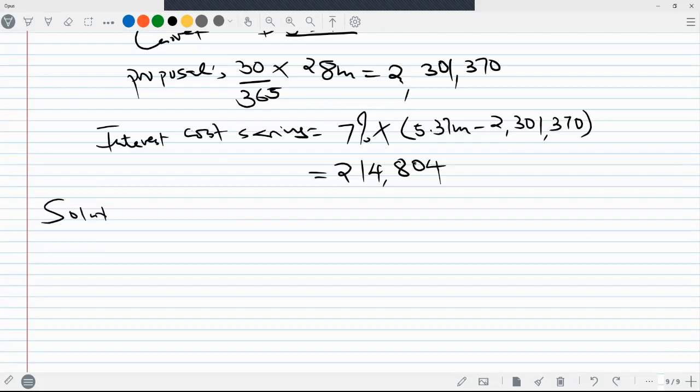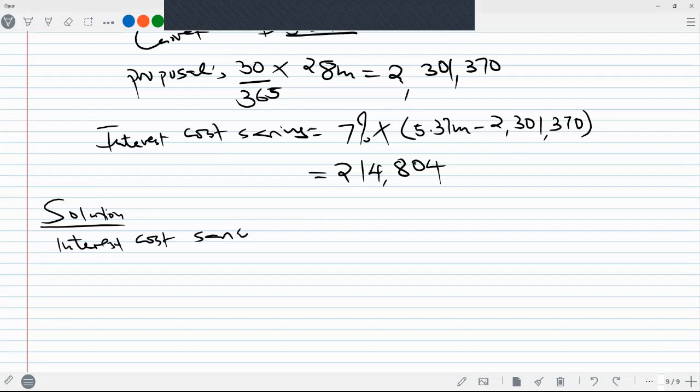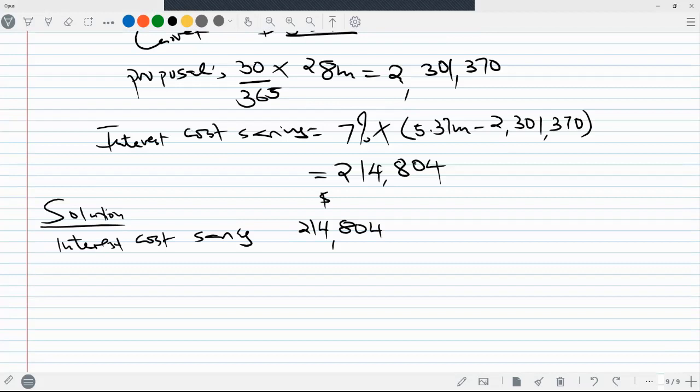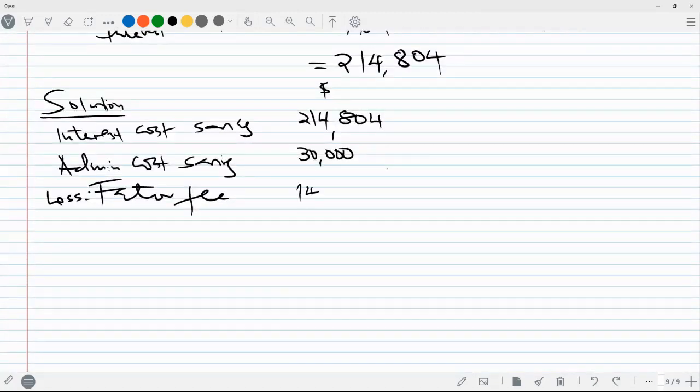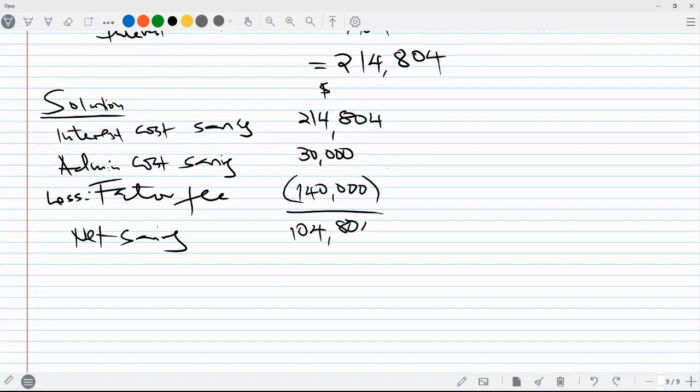Therefore, the net saving or net cost of the company will be equal to the interest cost saving, which is $214,804. There's a decrease in admin costs, an admin cost saving equal to 30,000 per year. Then we less the factor fee the company is paying the factor for the management of its receivable, to the tune of 140,000. Therefore, the net saving for the company, if they were to use the factoring arrangement, is 104,804. 114. Yes, 114. Confirm.